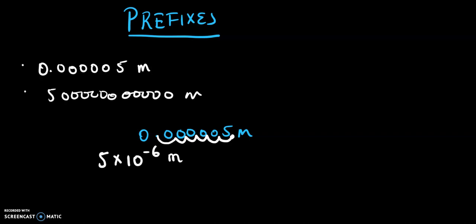Now this submultiple 10 to the minus 6 is called micro. That's the prefix micro. So we are going to have 5. The symbol for micro is mu. So we are going to have 5 micrometer.